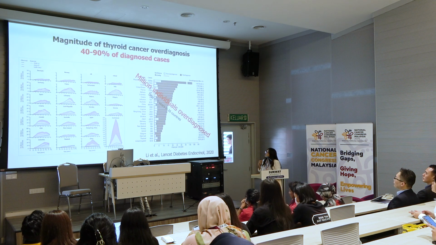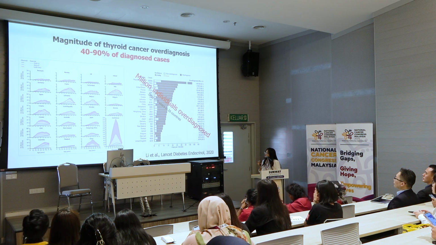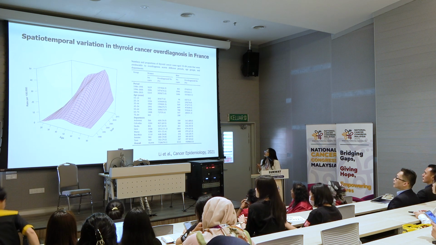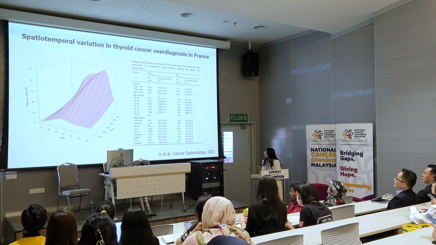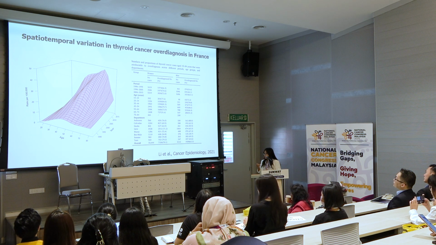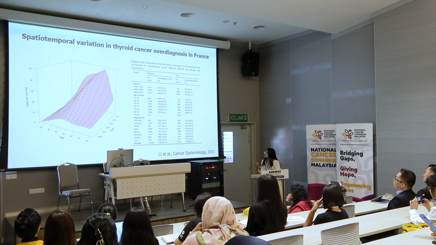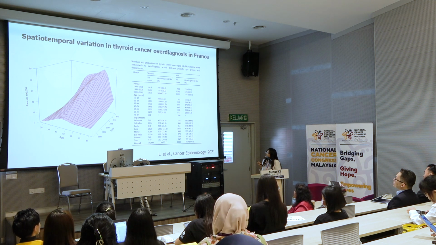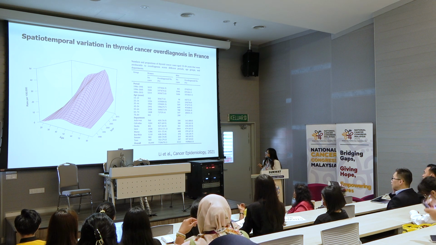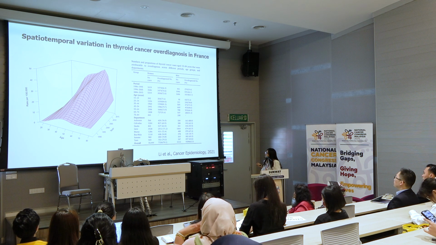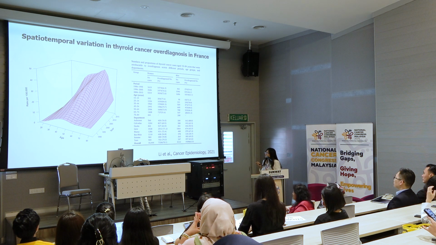And it's very important to note that the issue of overdiagnosis is not only an issue in high-income countries. We also found spatial temporal variation in thyroid cancer overdiagnosis within countries such as France and China. Here we can see that the numbers and proportions of overdiagnosis increased over time, and they are affecting different age groups and different departments in a different magnitude. For example, the impact is below 40% in one department and can be as high as almost 90%.